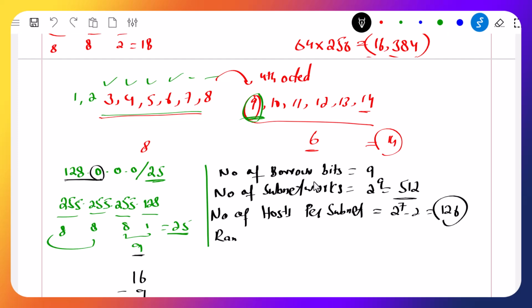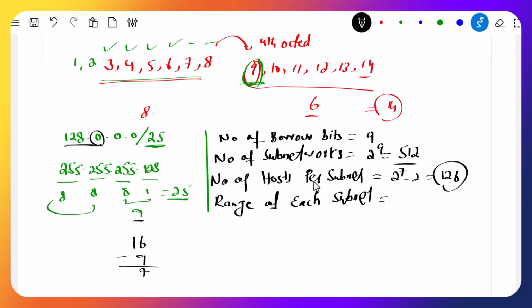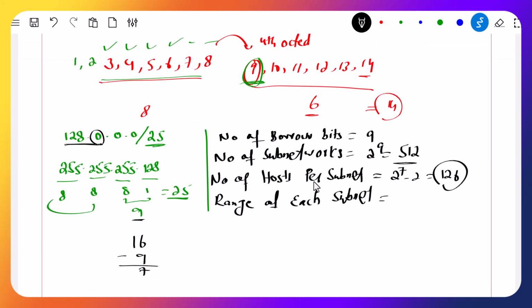So now the last part, range of each subnetwork. This is very simple here now. Okay, you have 2 ways to write this. First, it's very clear that I have 128 hosts per network including the network and broadcast, so just complete it. The second is our previous method.